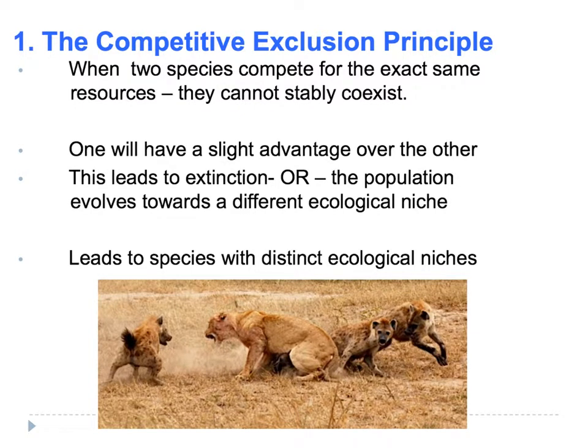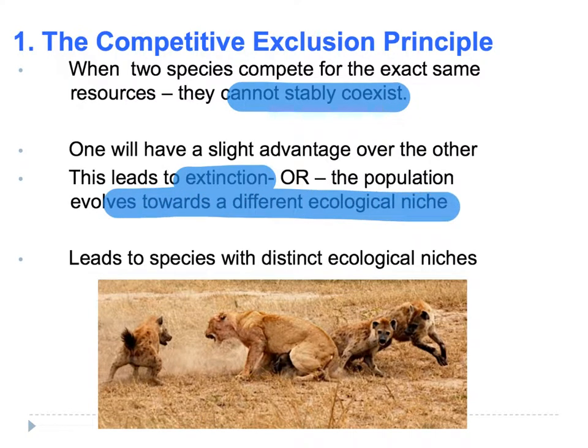When looking at community interactions and coevolution, we have something called the competitive exclusion principle, something we talked about before when we talked about evolution, and that is that two species cannot stably coexist using the exact same resources. One is going to have a slight advantage over the other one, and because of that slight advantage, the one without the advantage is either going to become extinct or it's going to have to evolve towards a different ecological niche. And this is what leads species to distinct ecological niches.